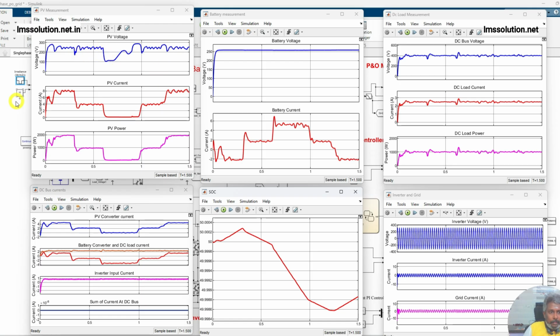Also here you can see the variation of voltage. Then here you can see the variation of current. Current is initially around 8 amps, and here you will see 4 amps, and here the current will be 0. Here is 4 amps and here is 8 amps.